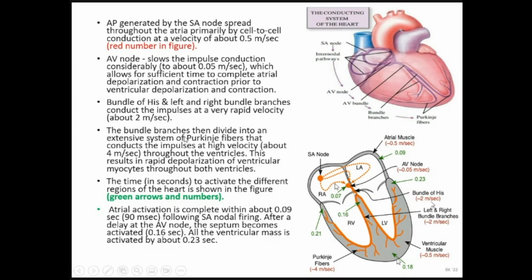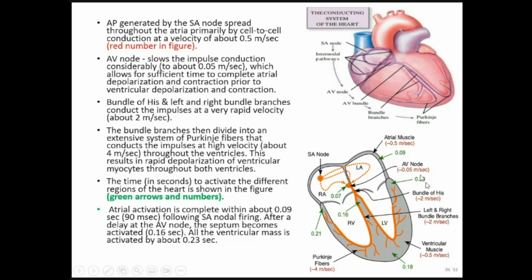The bundle branches then divide into an extensive system of Purkinje fibers that conduct the impulses at a very high velocity. So Purkinje fibers send the impulse upward towards the myocardium at 4 meters per second throughout the ventricle. This results in rapid depolarization of ventricular myocytes throughout both ventricles.